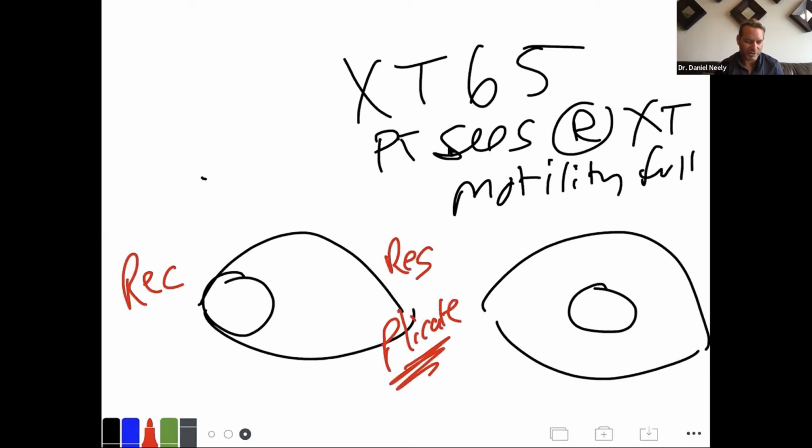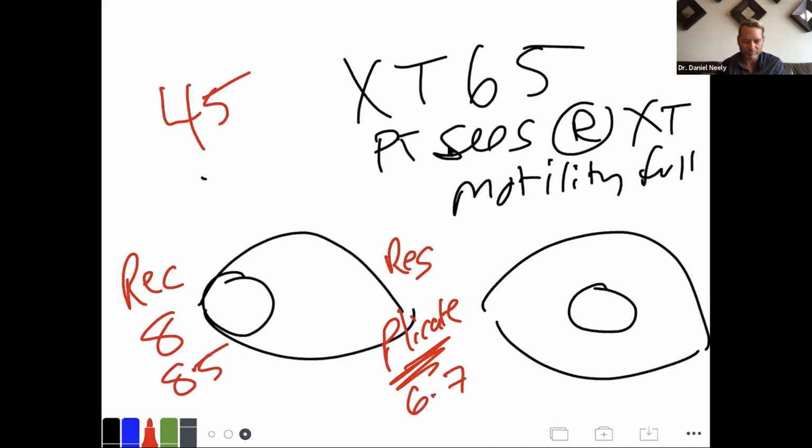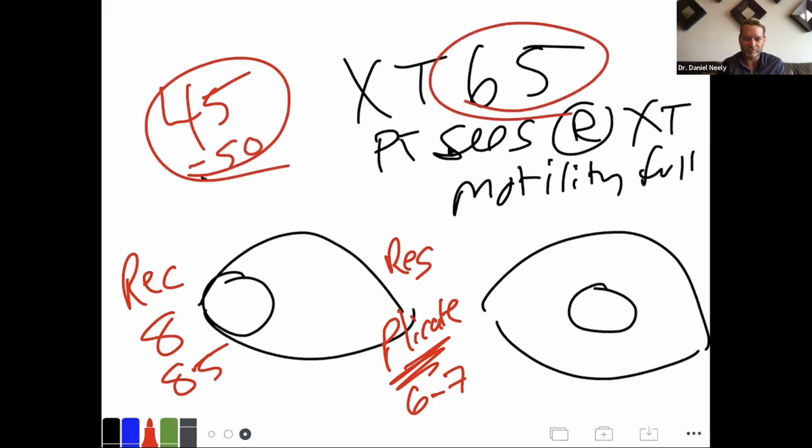So how large is large? Usually for me, if I want to get about 45, I'll do about 8.5 recession, and I'll do 6 to 7 plication. All right, that'll give me in this ballpark 45 to 50. What do we have left over? That leaves about 15 left over.